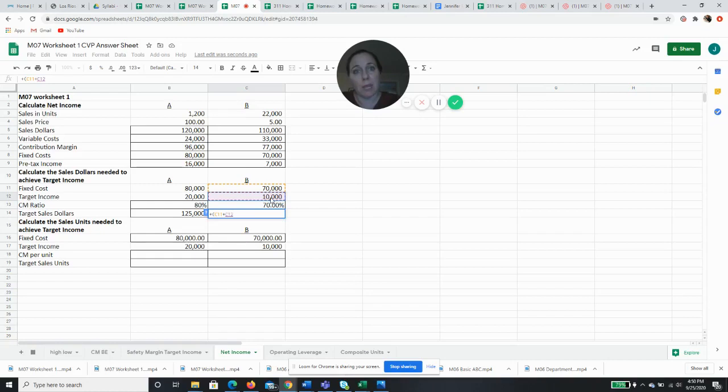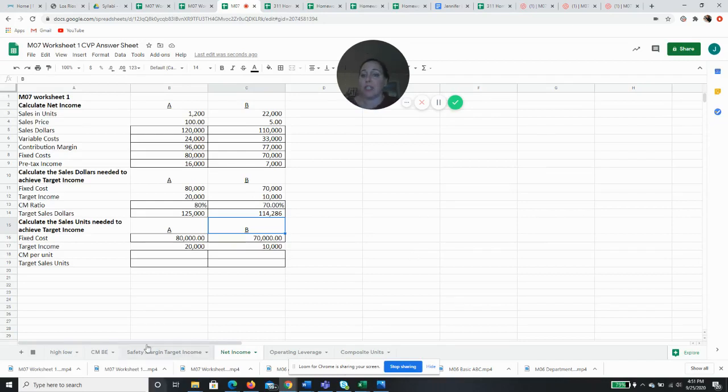Remember, once I get to break even, all of the contribution margin I make after that is profit. I'm going to take my $70,000 of fixed costs plus my target income of $10,000, and that whole thing I'm going to divide by product B's contribution margin ratio, which is 70%. And that tells me if I want to make $10,000 profit on product B, I need to sell $114,286. All right, that's if I'm forecasting in dollars.